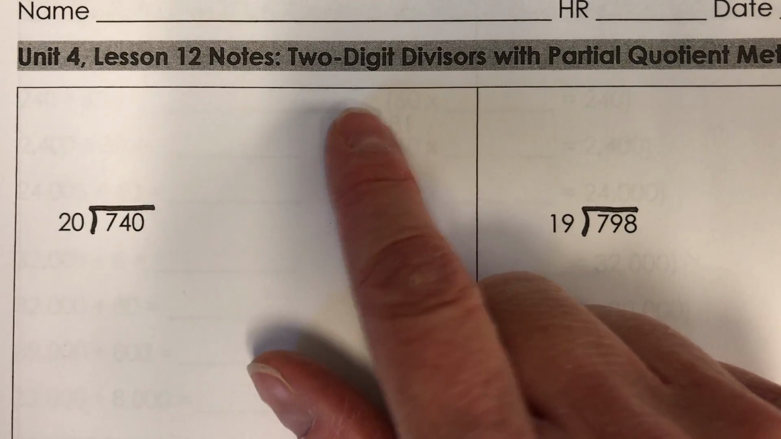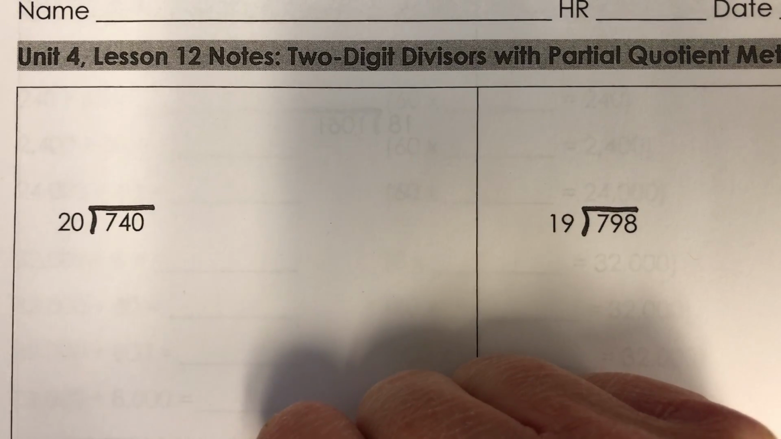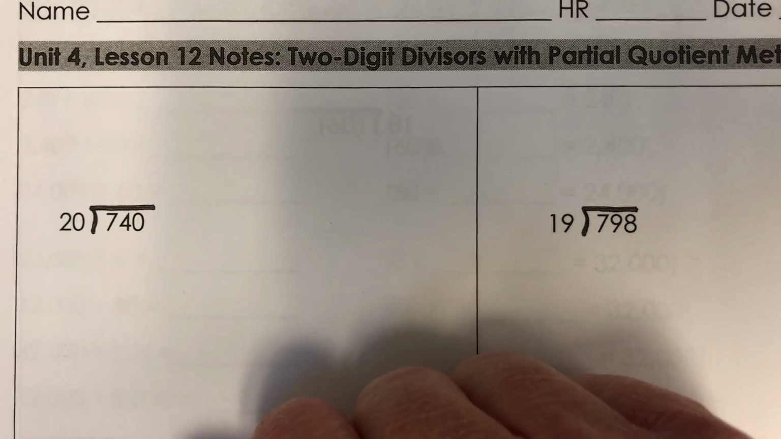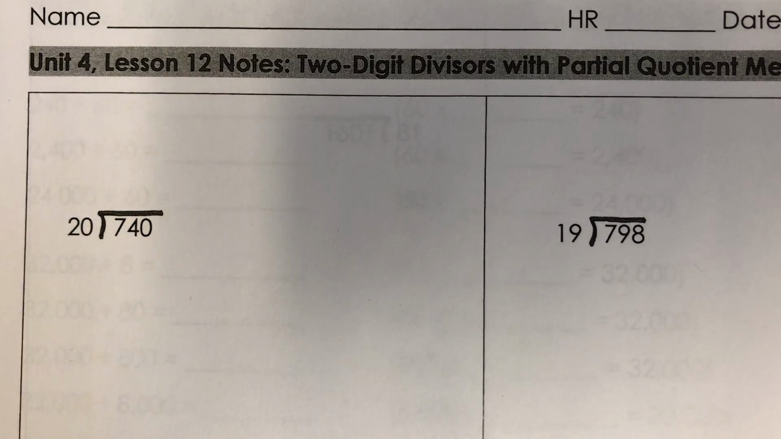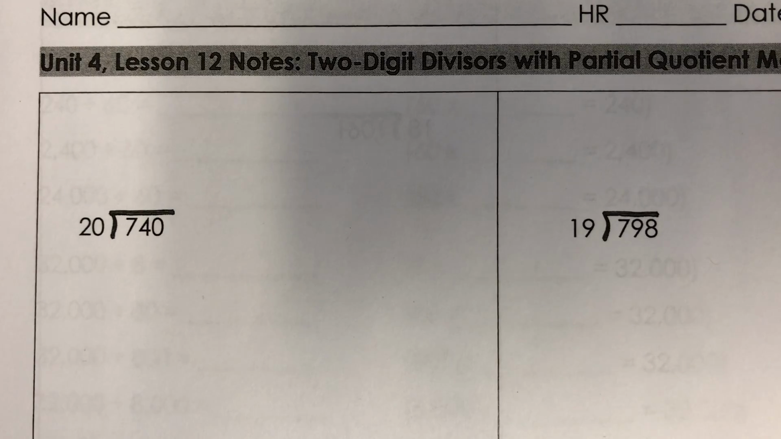And today we're going to look at two-digit divisors with the partial quotient method. Remember, the divisor is the number I'm dividing into the dividend. So we're going to have two digits today. And the method that we're going to use is the same one that we used before. It's just a little bit trickier because we're multiplying by two-digit numbers, so things get a little more complicated, but we can still use our multiplying by multiples of 10 stuff to help us.